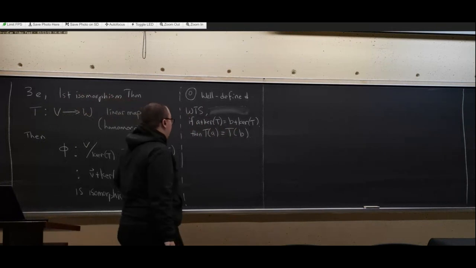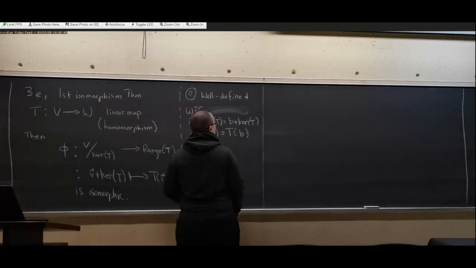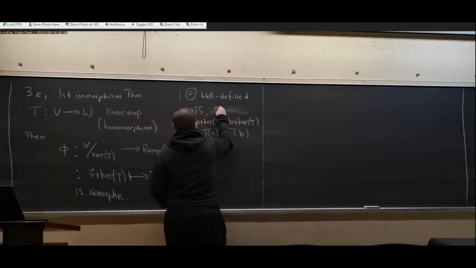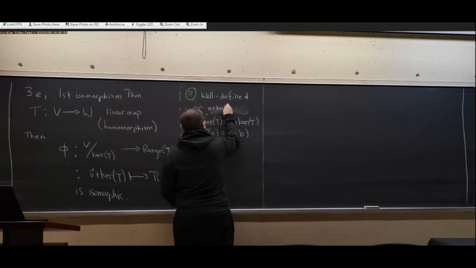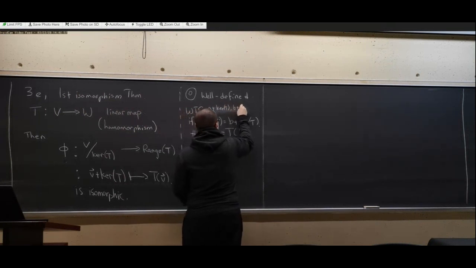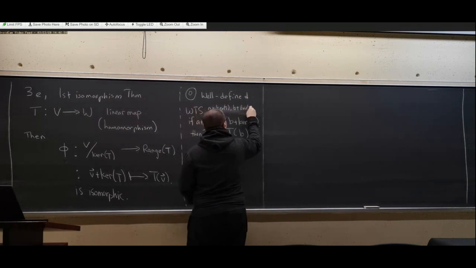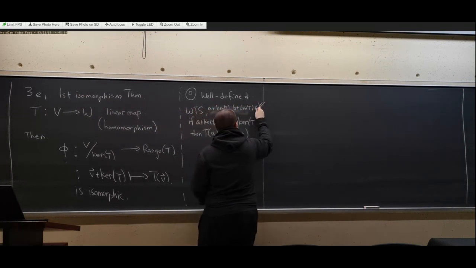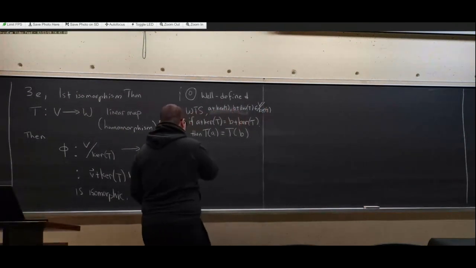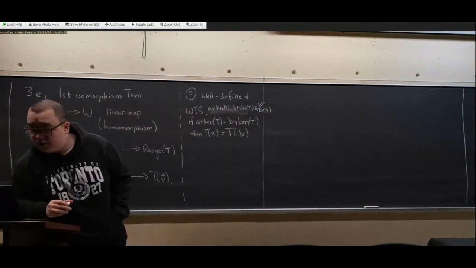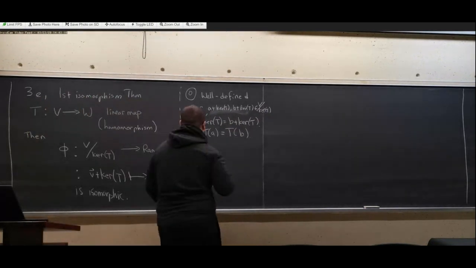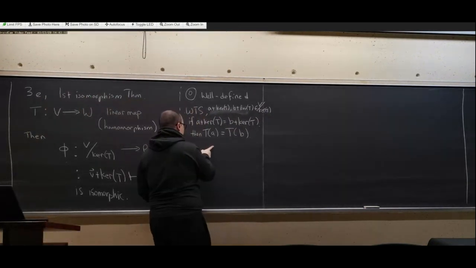A and B are vectors, yes. So A plus kernel of T and also B plus kernel of T are from V slash kernel of T. Right, so you know that both A and B are vectors. Yeah, the quality is okay. So we have this.